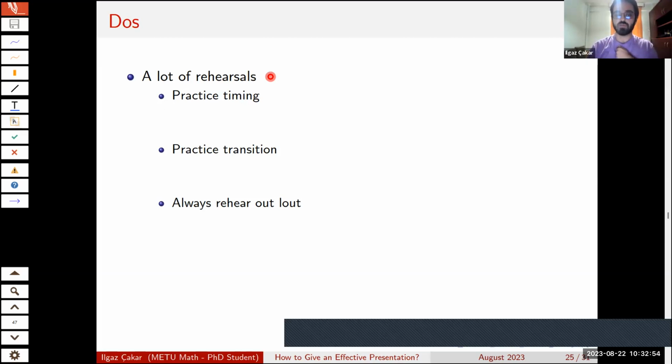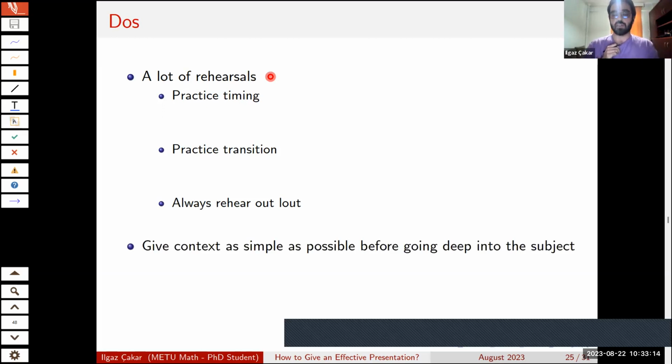So do your rehearsals out loud, and you can also do your rehearsals with a friend or with a family member or with your mentor. Actually, you should do a lot of rehearsals with your mentor so that he or she can warn you about your mistakes or what you lack or what you do good, etc.